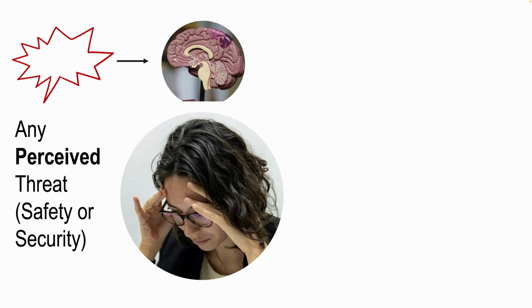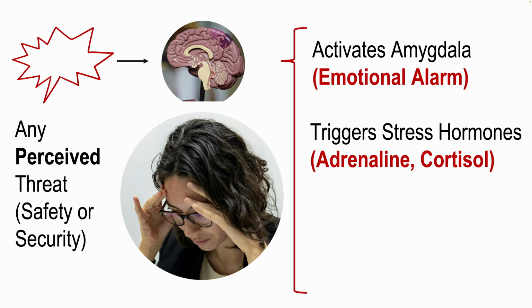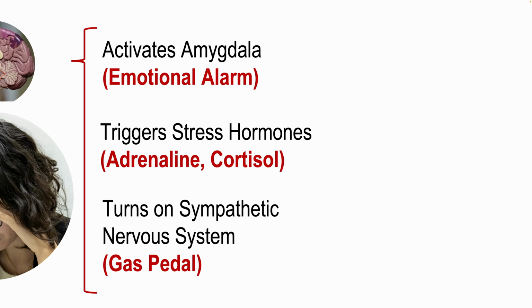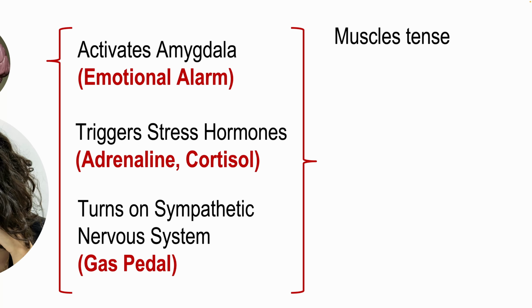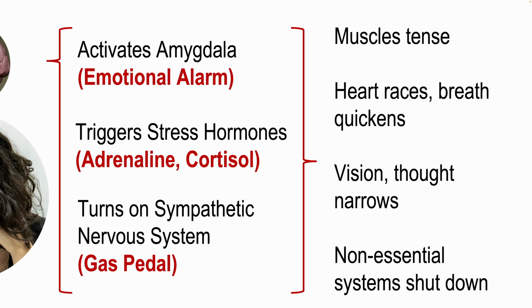What happens is that when there is any perceived threat to safety or security, that brain is going to activate the amygdala, which is our emotional alarm. It's going to trigger stress hormones like adrenaline and cortisol, and it's going to turn on the sympathetic nervous system, which is like the gas pedal. And what that means is that our muscles are going to tense, our heart is going to race, our breath will quicken, vision and thought will narrow, and non-essential systems shut down.